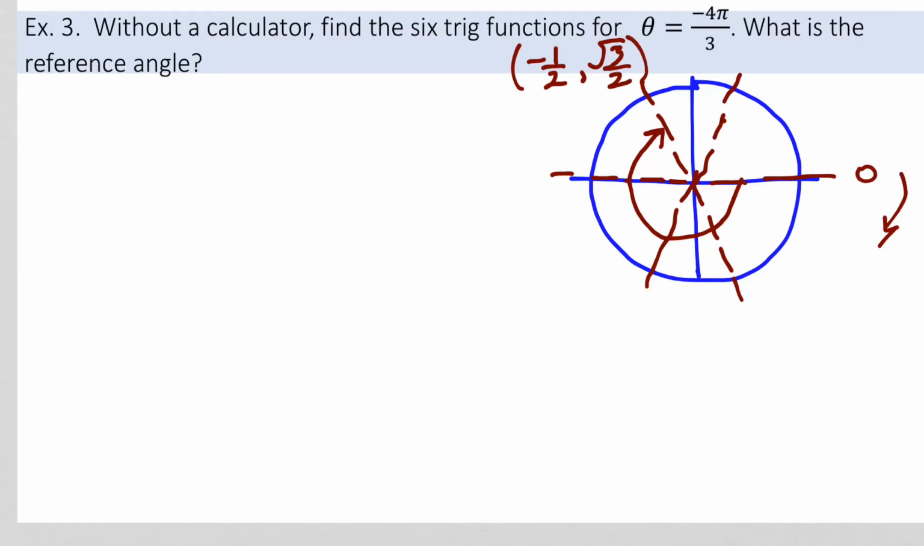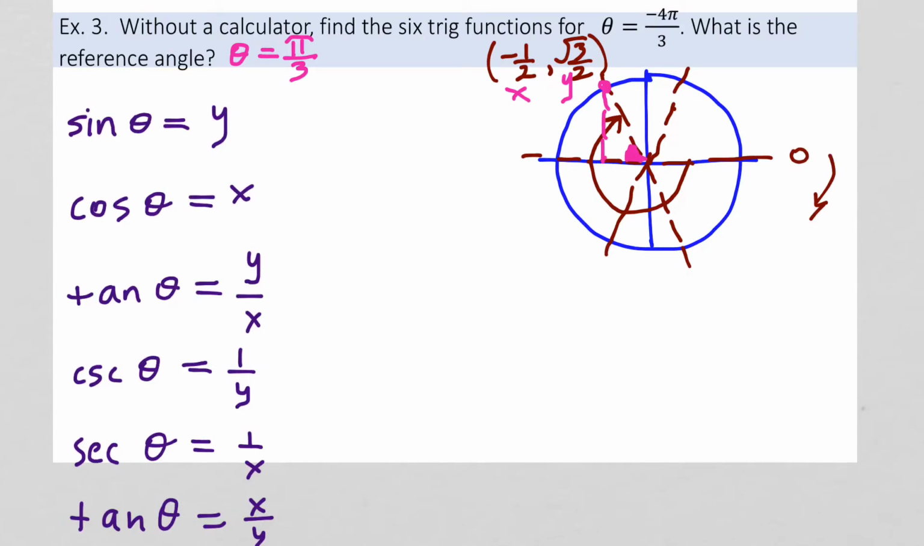All right, so my reference angle, while we're thinking about it, if I drop a perpendicular, is this angle right here, which we said was pi over 3. So theta is equal to always positive the angle with the x-axis. This is my reference angle. All right, so I've got an x here of negative 1/2 and a y of positive root 3 over 2.